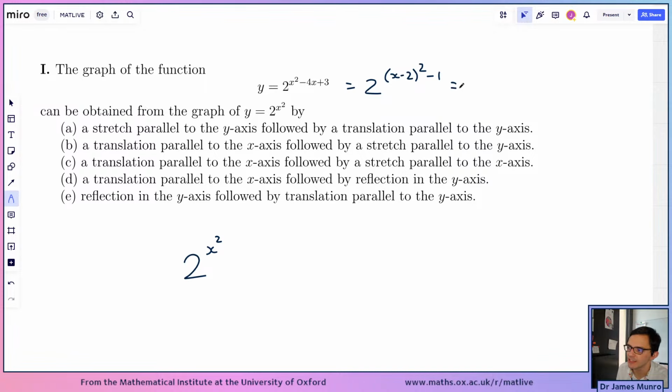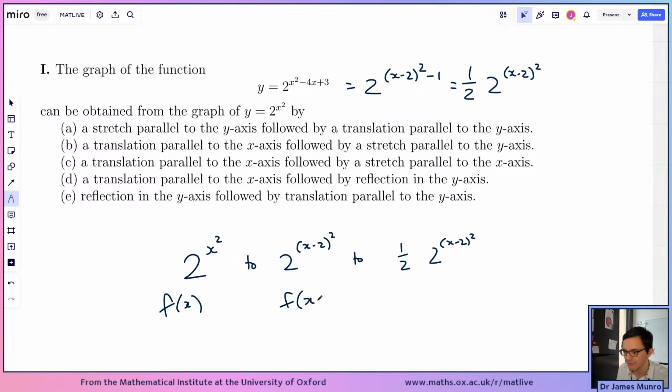And that's quite nice because then there's some sort of power law stuff I can do to write this as 1/2 of 2 to the x minus 2 squared. Okay, so I think I want to replace 2 to the x squared with 1/2 of 2 to the x minus 2 squared. That's how I would do this with transformations, I think. I'd replace the x with x minus 2, so this is like f of x, this is like f of x minus 2, and this is like 1/2 of x minus 2, which looks like a translation parallel to the x-axis, and then a stretch parallel to the y-axis, which is b.